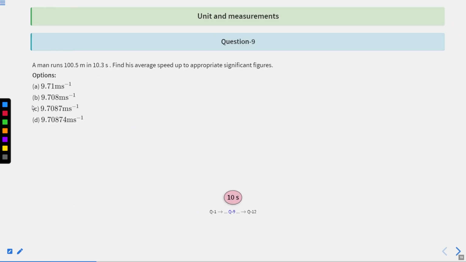Next question. Ninth question. A man runs 100.5 meter in 10.3 seconds. Find his average speed up to appropriate significant figures. Options are 9.7 meter per second, 9.708 meter per second, 9.7087 meter per second, 9.70874 meter per second. A, B, C, D. Which one is correct? Find out the solution. You have 10 seconds. Clear?